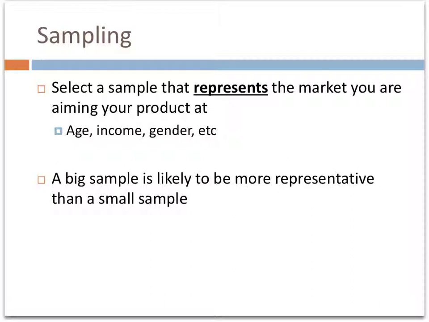Now obviously a bigger sample is likely to be more representative, which means you're likely to get truer information, more correct and accurate information. So when you're carrying out a sample, try to pick a substantial amount of people, but obviously still consider the cost and time factors.